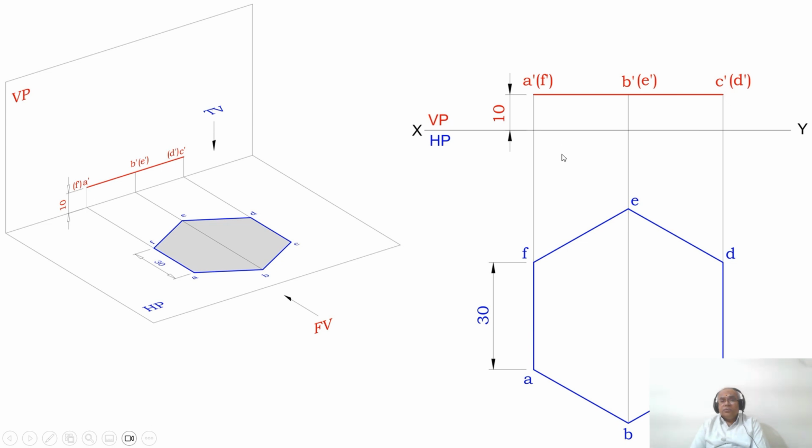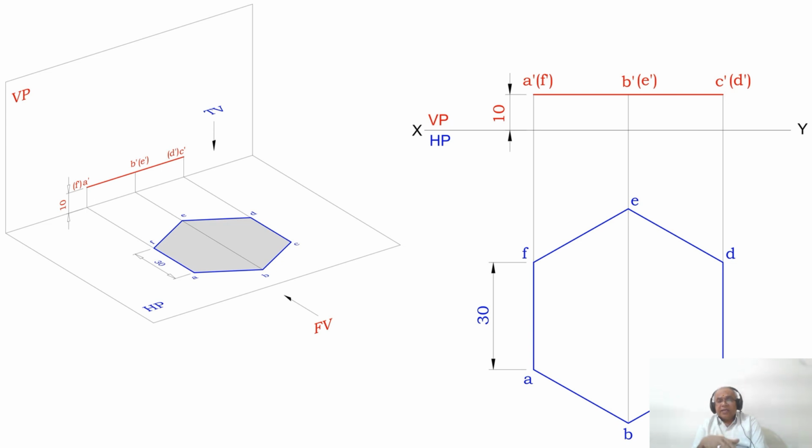Then, as you look from the front view, A, B, C is near to the observer, so A dash, B dash, C dash is visible. D, E, F is away from the observer, so that becomes invisible. So D dash, E dash and F dash is in bracket. Then join A dash to B dash and B dash to C dash with a dark line. So we are able to write the initial position of the hexagon both in the top view as well as in the front view.